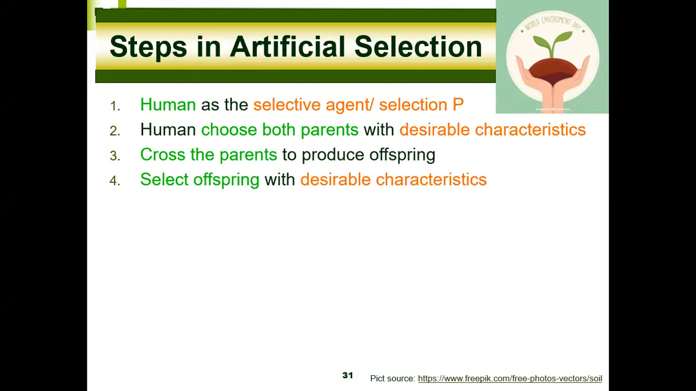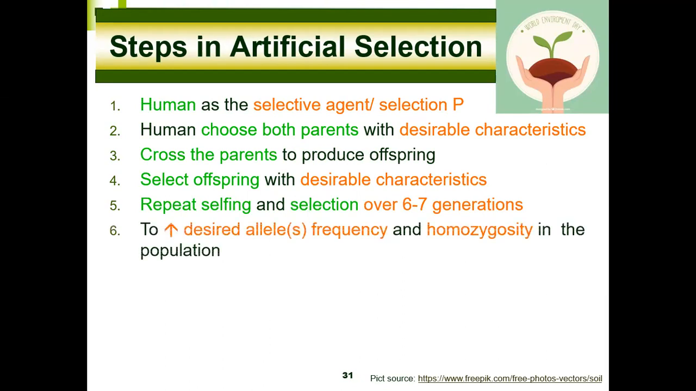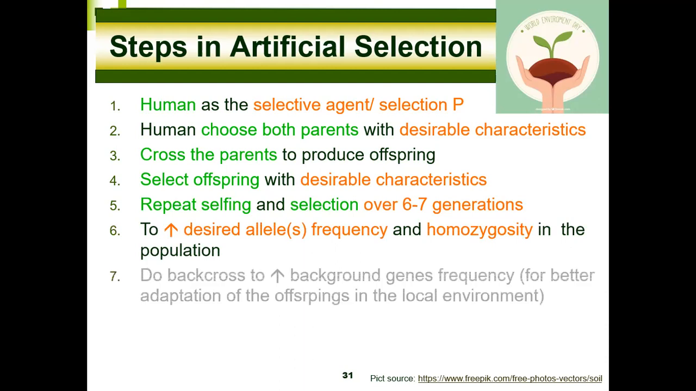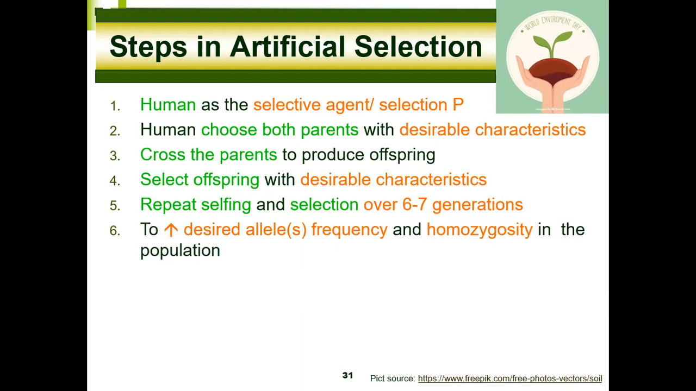Humans choose both parents with the desirable characteristics, and we cross the parents to produce the offspring, and then we select offspring with the desirable characteristics of both the parents, and then we repeat the selfing and selection for 6 to 7 generations in order to increase the desired allele frequency, and also to increase homozygosity in the population. So we'll look up to here already.